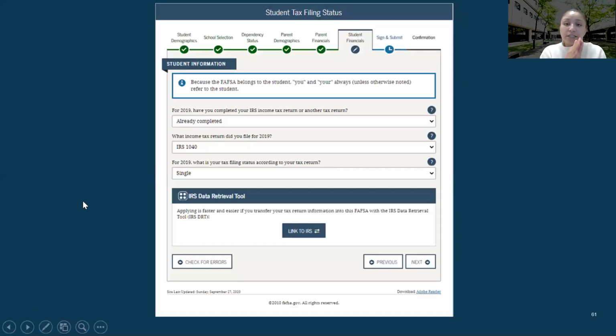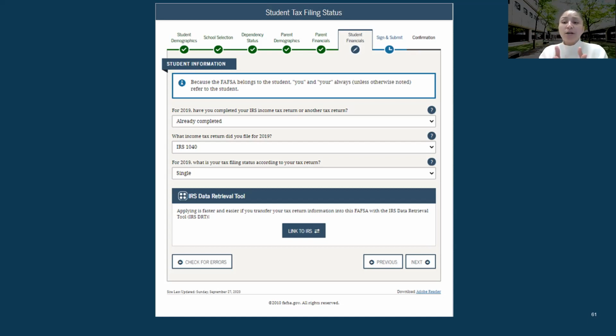Okay, so the first section under student financial is regarding if you have completed 2019 taxes. If you have completed 2019 taxes, you're going to select already completed. As a reminder, this is the student's information. If you are a dependent student, meaning that you already completed your parent section, please make sure that you're reading everything carefully because on the top it states student tax filing status. So meaning if you filled out taxes and if you have already completed your tax forms for 2019. So keep that in mind.